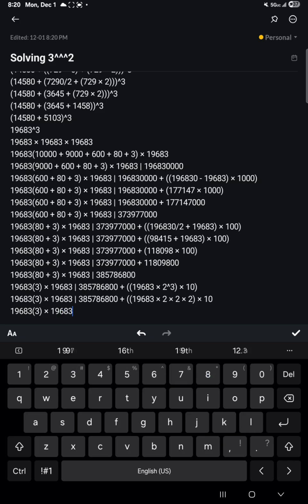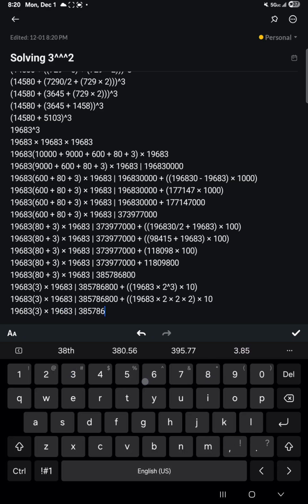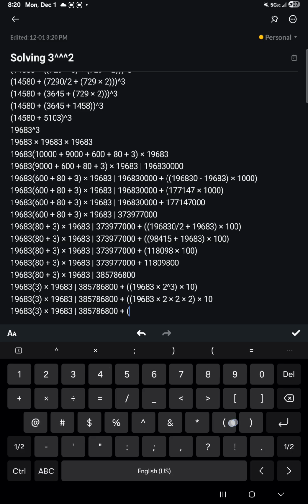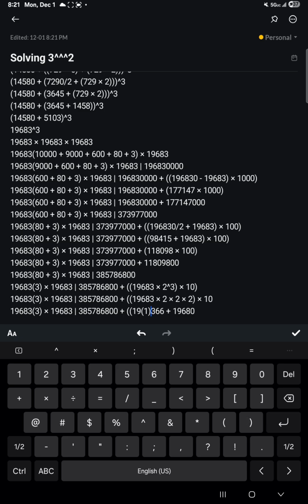Let's try to solve this one. So 19683, same as 19683 plus 19683. So 3 plus 3 is 6. 68 plus 68, 136, carry the 1. Carry the 1 here. 19 plus 19, 38, add the 1, get 39.